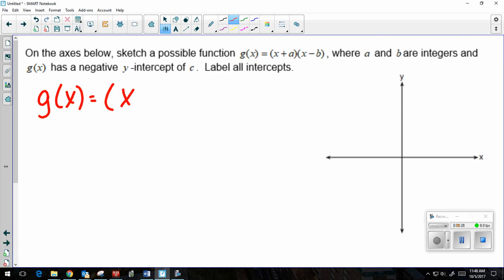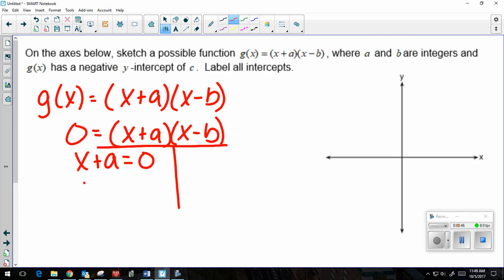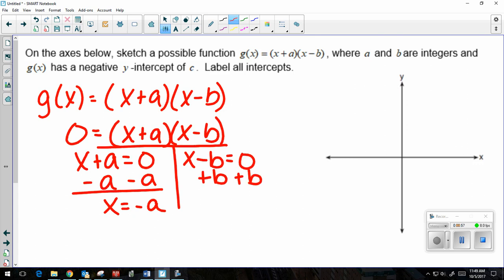So g of x is equal to x plus a times x minus b. The first thing I need to determine is the zeros and their multiplicities. So I'm going to set this equal to 0 and solve. So I'm going to tee off. So x plus a equals 0, subtract a on both sides, x equals negative a. On the other side, I have x minus b equals 0. I'm going to add b on both sides, so x equals positive b.